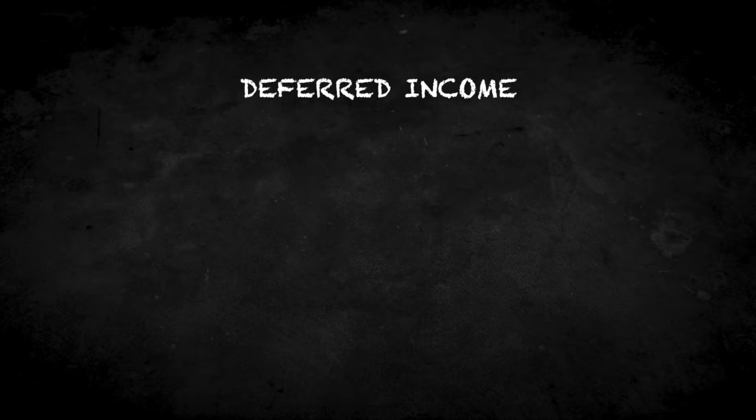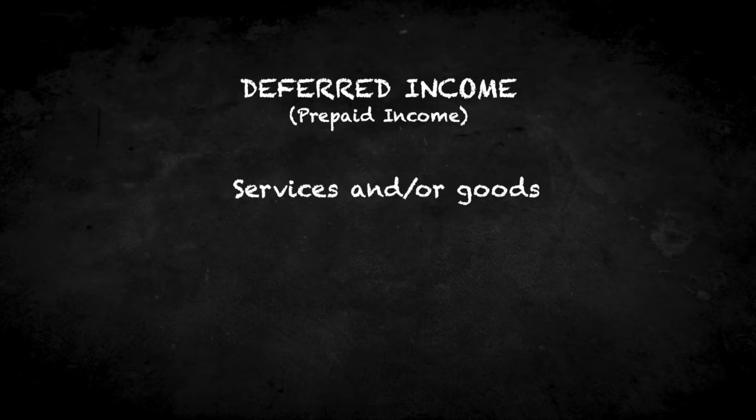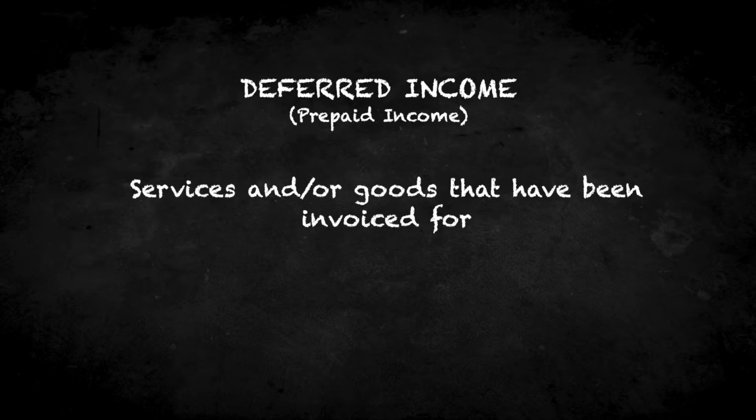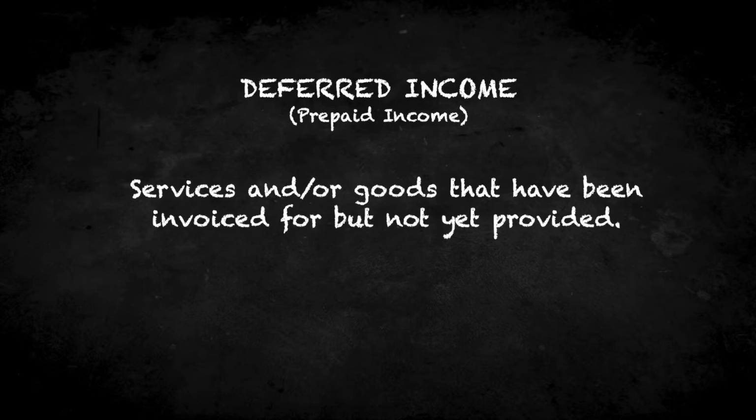Deferred income, also known as prepaid income, describes services and/or goods that have been invoiced for but not yet provided. So let's run through this. Services and/or goods that have been invoiced essentially relates to you raising an invoice for service or goods. Now, the double entry for invoicing for service and goods is you credit your income and you debit your accounts receivable, which is just an asset that shows all of the invoices that you're yet to receive payment for.